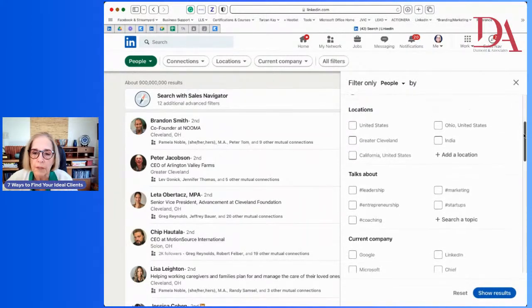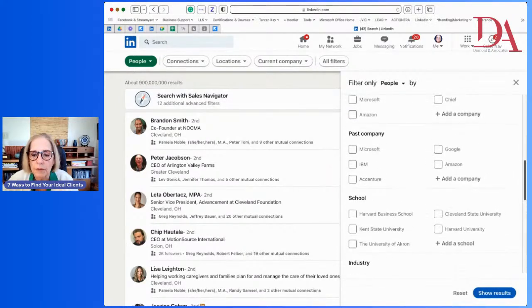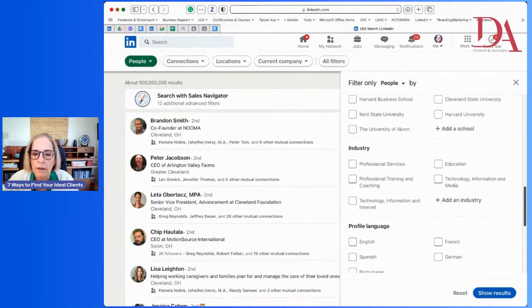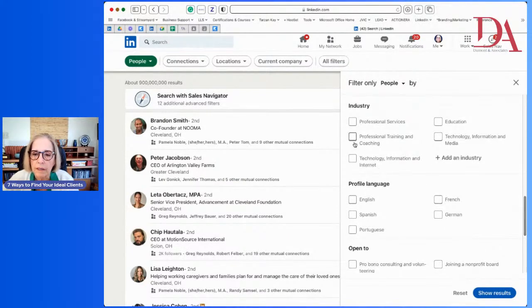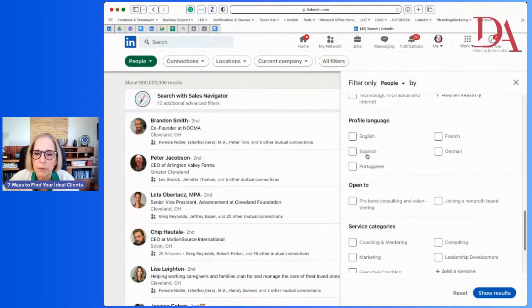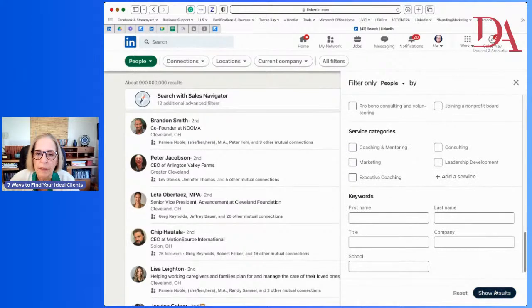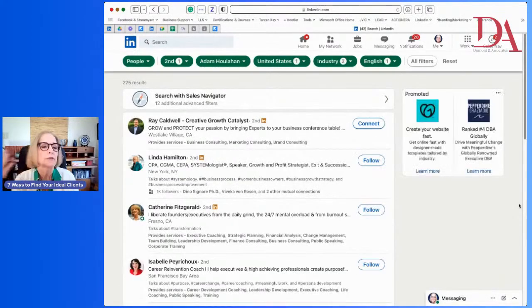And let's say I'm going to cut it down. I'm going to go people in the United States. And I'm going to look for, let's say, professional services. Let's just do that and see what we come up with. English, maybe. Okay, 225 results. Now that's something that I could take and I could work with over the next few weeks, and I could narrow that down.